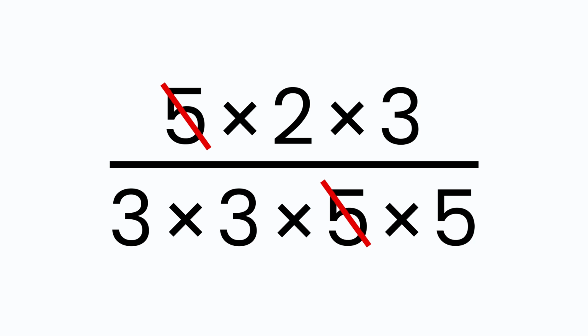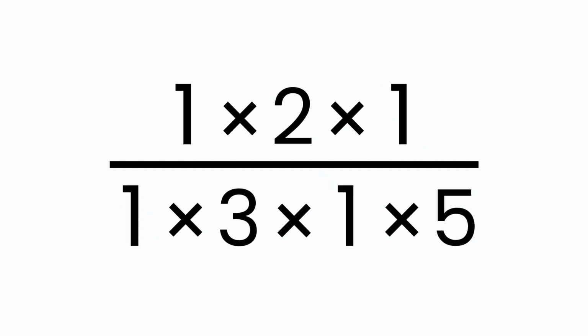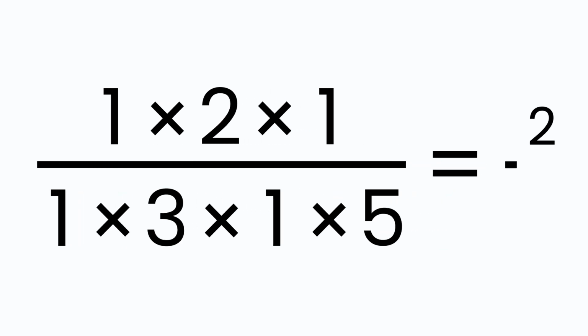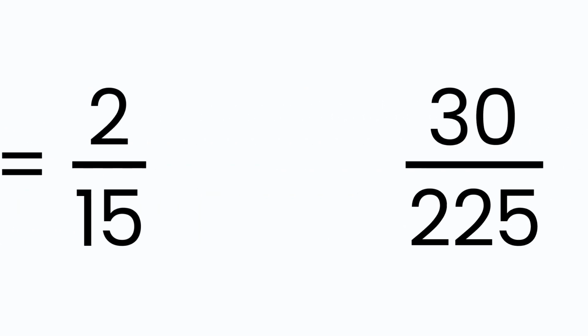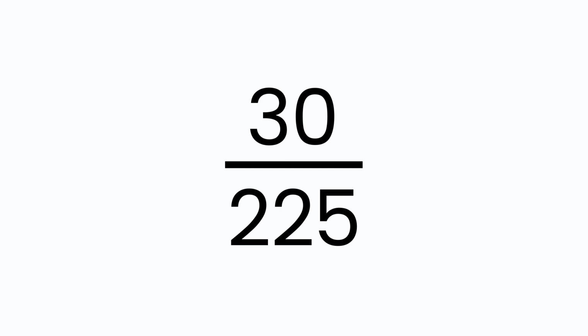5 and 5 cancel out, and 3 and 3 cancel out. That leaves you with 1 times 2 times 1 in the numerator, and 1 times 3 times 1 times 5 in the denominator. The answer is 2/15. If you did not cross-cancel anything on this problem, you would have gotten 30/225 after multiplying the numerators and the denominators. Next, you would have had to factorize and simplify the fraction until you got the answer 2/15.